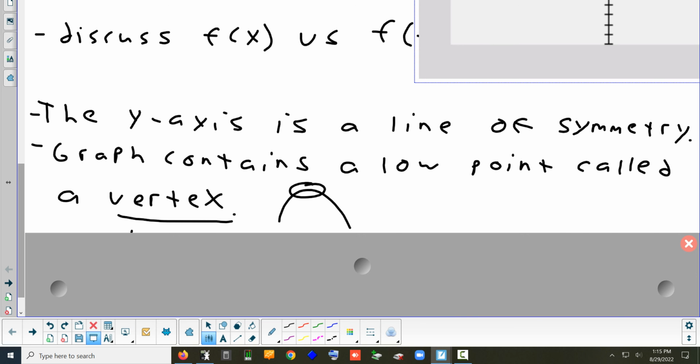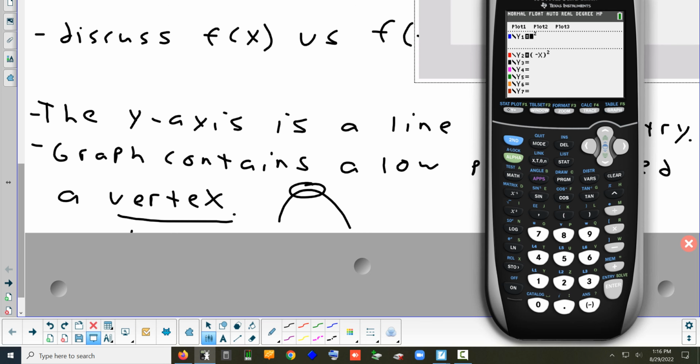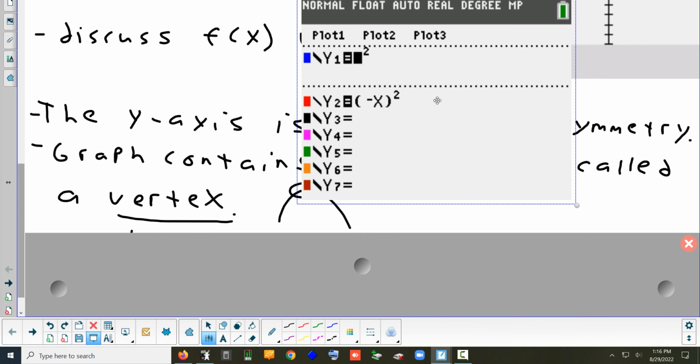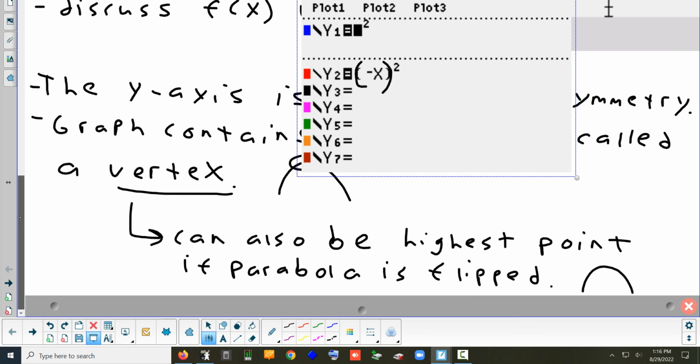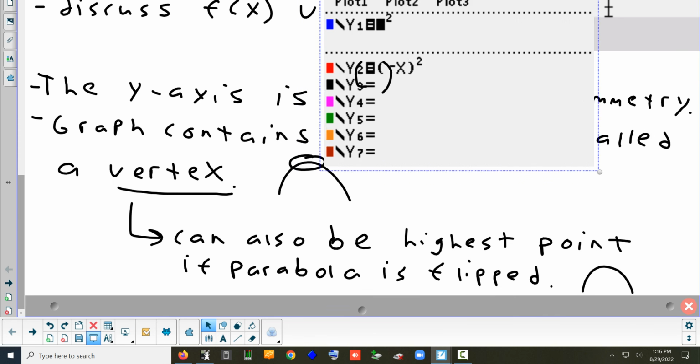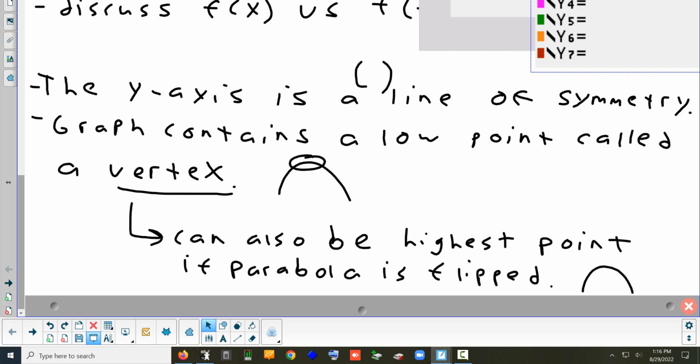You made it negative x squared, right? Because I didn't do that. It flipped over the x. If you don't put the parentheses, then that's different. I'll show you what that does after. You might be able to guess already what that does, but we'll look. So the vertex is the lowest, or it could be the highest point in a parabola.